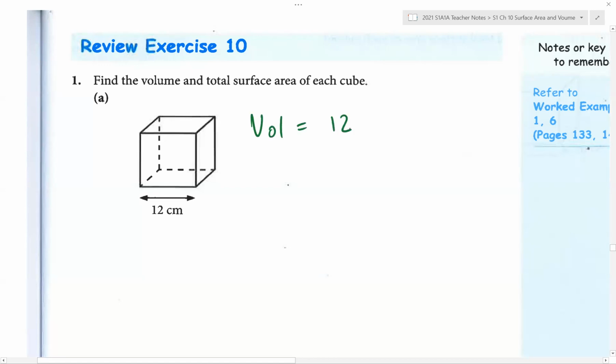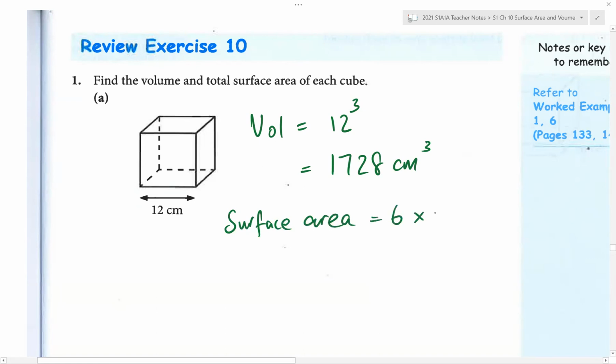12 times 12 times 12. I'm very lazy to write so many 12s. What should I do? 12 power 3. Yeah, 12 cubed. Power 3. 1728 cubic centimeters. What about the surface area?